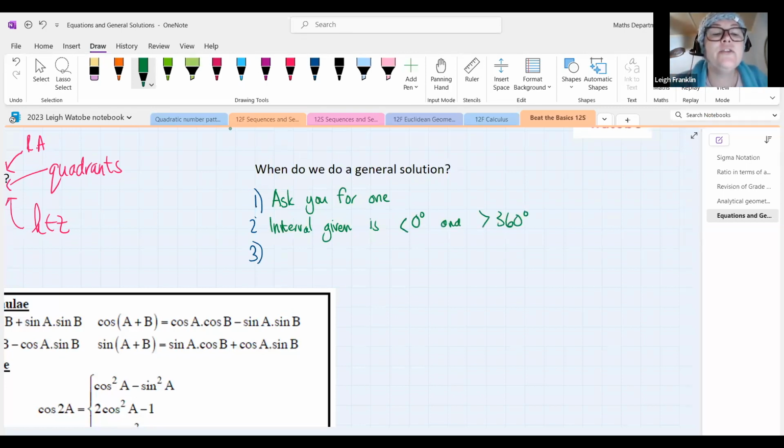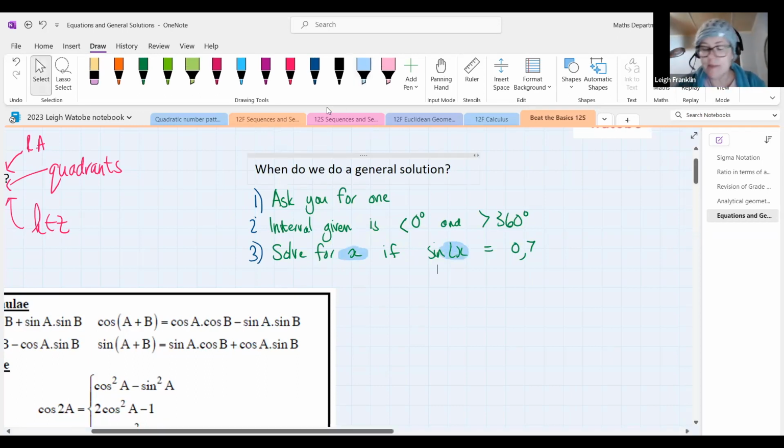And the second situation is where they say to you, solve for x, for example, if they've given you something like sine 2x equals 0,7. So in other words, the angle that they are asking you to solve for is different from the angle that is given to you in the question. Then you will need a general solution.